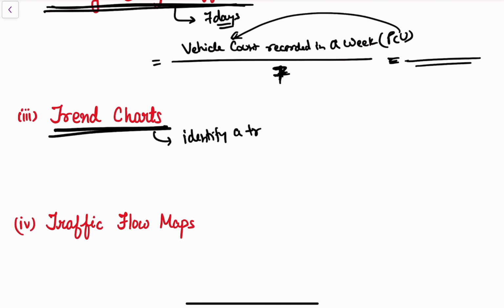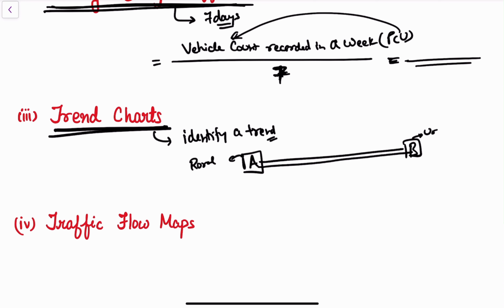So by trend, what we mean is that, let's say suppose there is a station A and there is a station B, where we want to find out the peak traffic that happens, or peak weekly traffic that happens, right? So let's say A is a comparatively rural area, and B is the urban area.